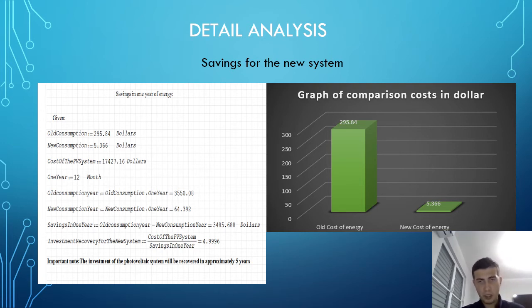On the right, we have this graph, and in this graph we see the enormous difference in monthly cost of the office. We have that the $5.36 is the new consumption of energy. That is an enormous savings for the customer.